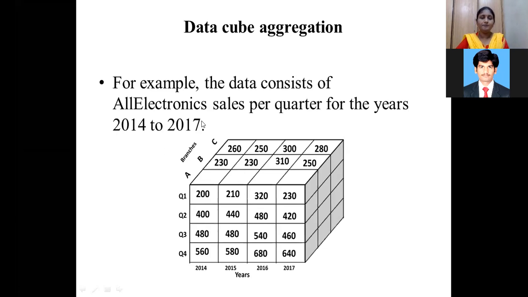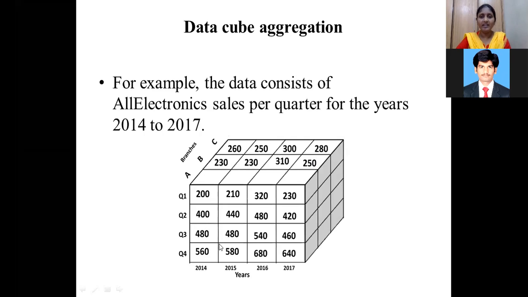See here on the screen we have a sales data cube. On this sales data cube, we have the sales data per quarter for the years. In a year we have 4 quarters; every 3 months is called a quarter: Q1, Q2, Q3, Q4. On the x-axis we have the years, 2014, 15, 16, 17. Every quarter we have the sales data. And a particular company has a number of branches, represented by A, B, C. So what is the data at a particular branch? In this way, we represent it on another axis.